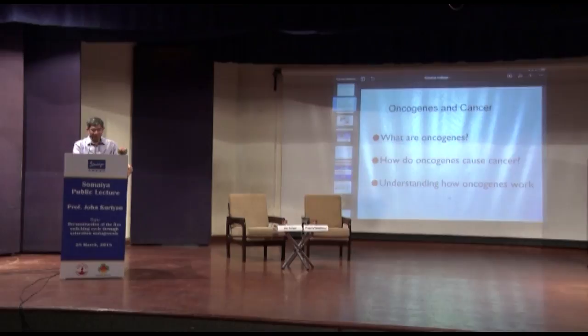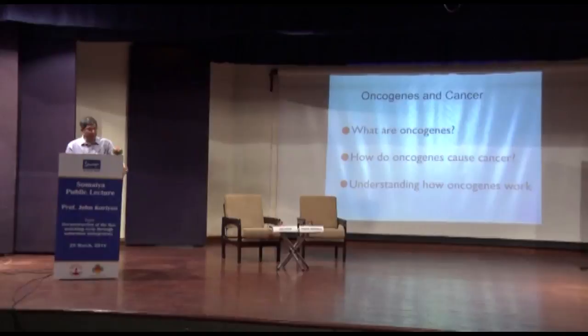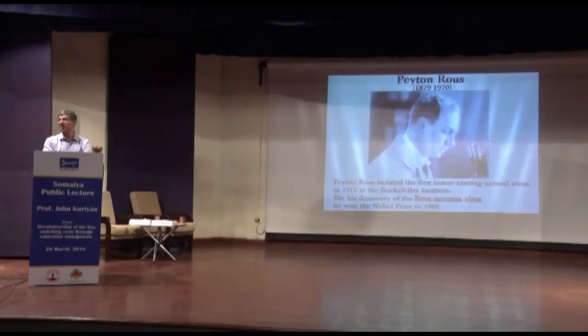So let's begin. Oncogenes are genetic elements in the body that cause cancer. Peyton Rous gives his name to a virus, a retrovirus called the Rous sarcoma virus. You may not have heard of the Rous sarcoma virus, but in its architecture and how it works, it's very similar to the HIV virus, which is also a retrovirus. It operates under very similar principles, but it's a different virus.